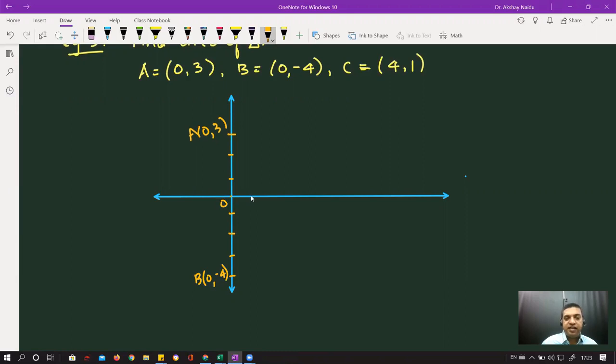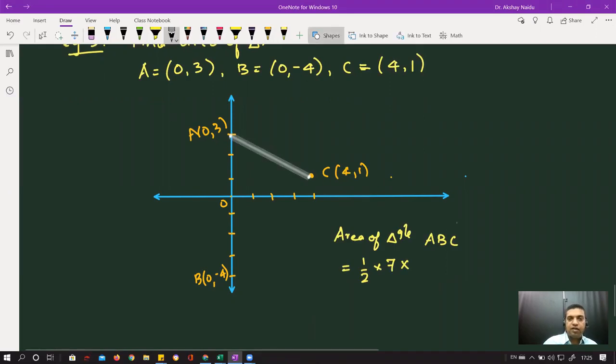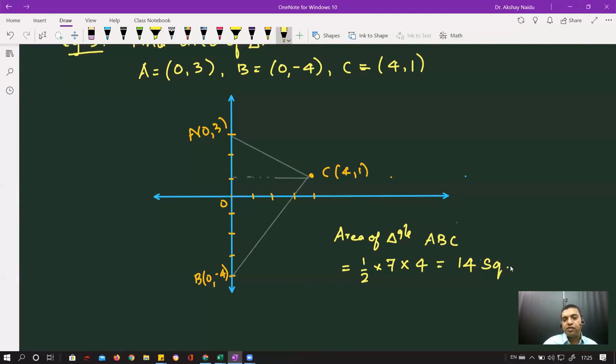This is the origin. And C, 1, 2, 3, 4, 1. So C is here, 4, 1. I'm joining A, C, and BC. So what is the height? Height is this distance. What is that distance? It is the x coordinate of C, which is 4. So half base into height, you will get 14 square units. 7 into 2, you will get 14 square units.